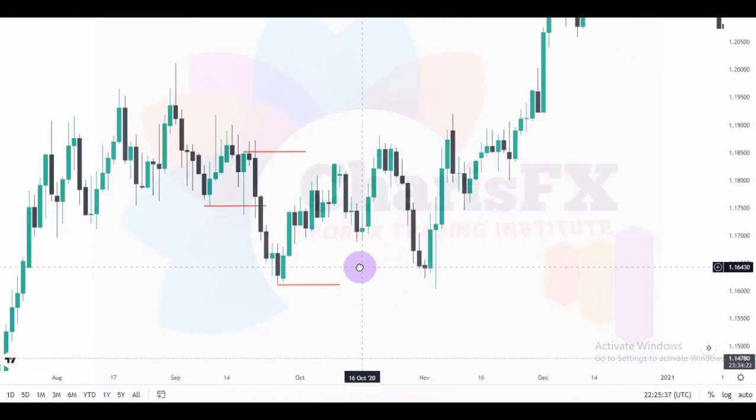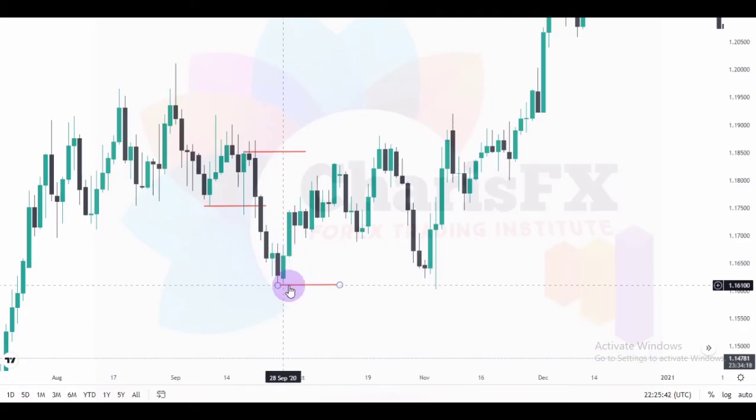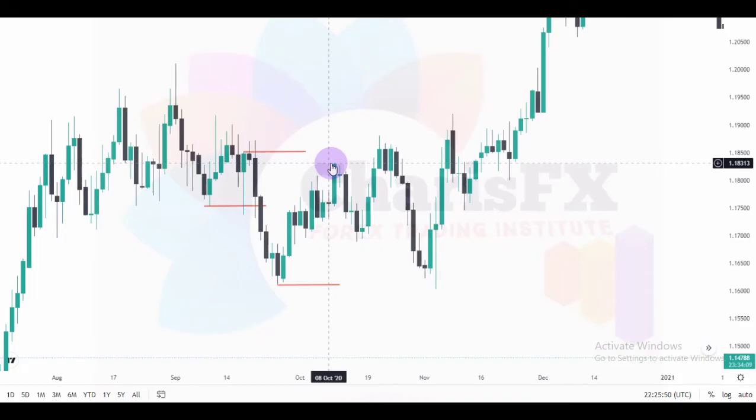So, as this was happening, okay, we now see that price had formed a low. Now we are seeing price forming highs. It has formed another high. Then price is forming a higher low. Price has formed another higher high.